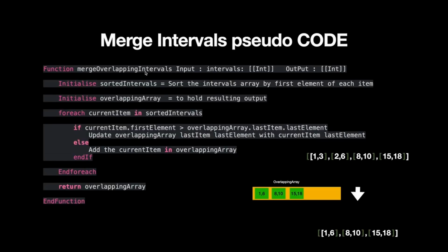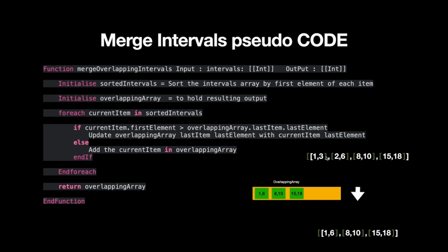Yeah, so much. Let's see the pseudocode. I won't be giving the complete code itself in any language because I know all of you are working in different languages, but this pseudocode should help you write this solution in any language, right? So let's see. We'll have a function merge overlapping intervals. Input would be intervals, which would be an array of arrays, as I said, and then output also would be an array of arrays, right?